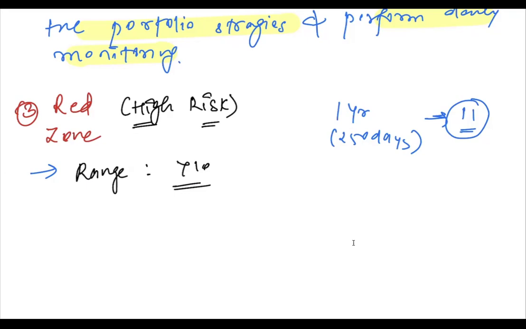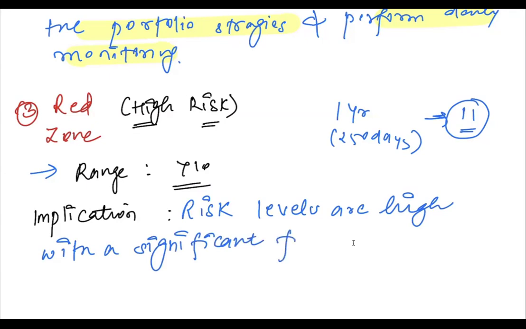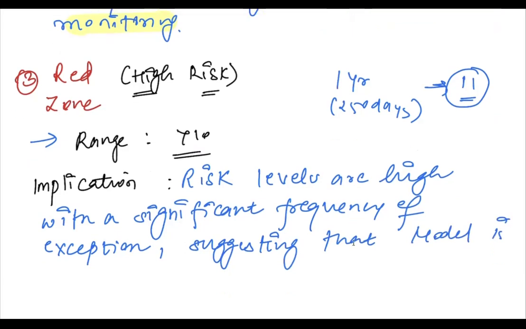So what are the implications here? Risk levels are high with a significant frequency of exceptions, suggesting the model is inaccurate or there are severe risk management issues.